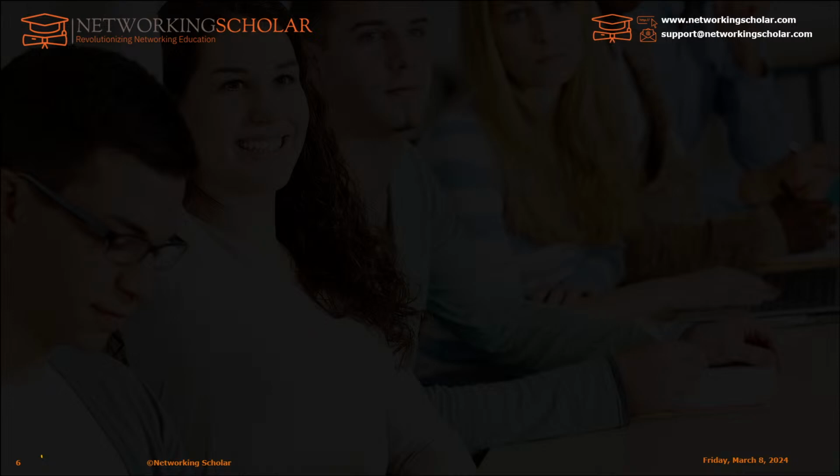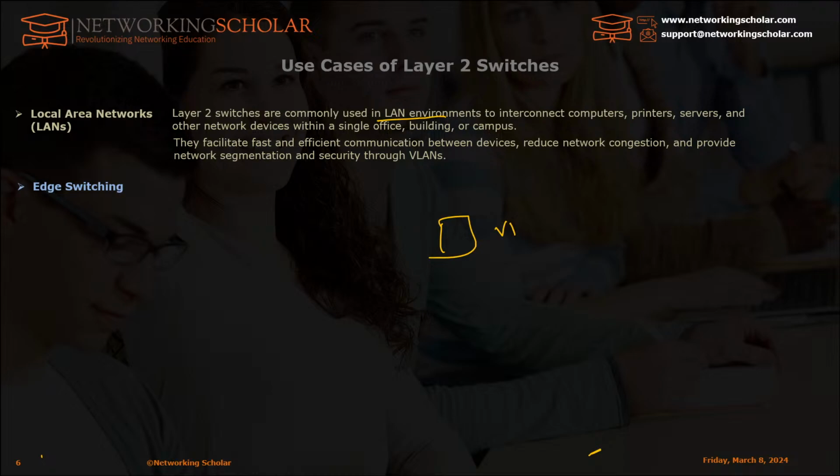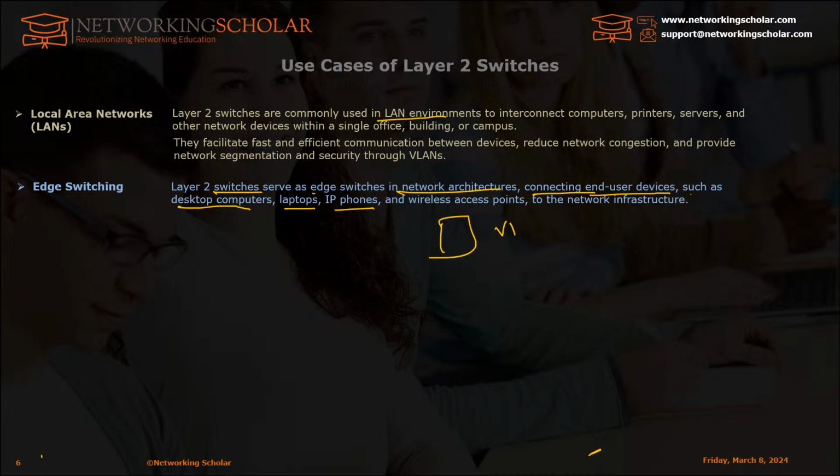Then we have edge switching. What is edge switching? It is a different concept. A layer 2 switch can work as a layer switch or an edge switch as well. In the network architecture, it connects end user devices such as desktop computers, laptops, IP phones and wireless access points. Why is it called edge? Because this is the entry point for every user. Because of that, it is called an edge switch. This technology is called edge switching.